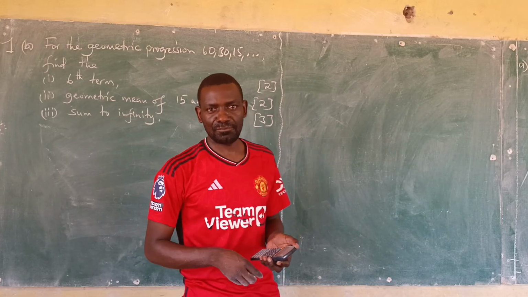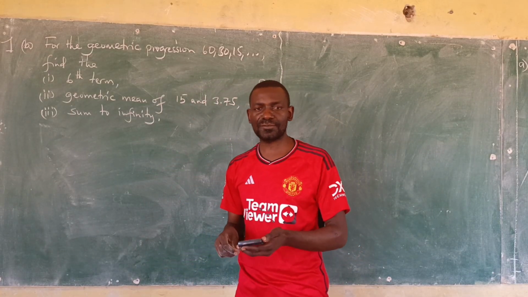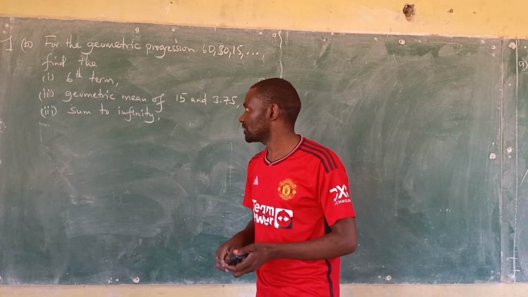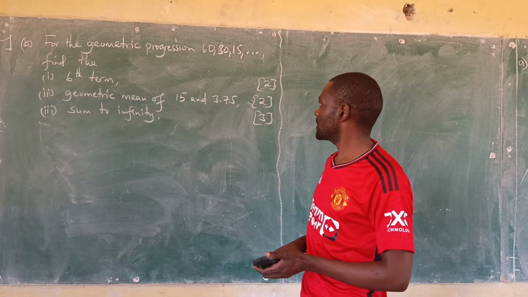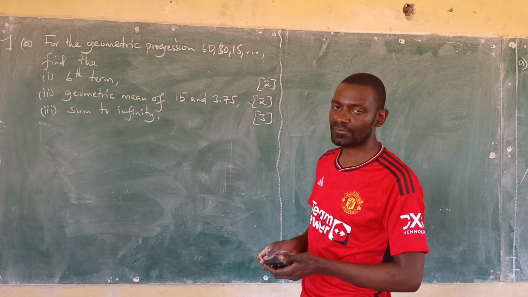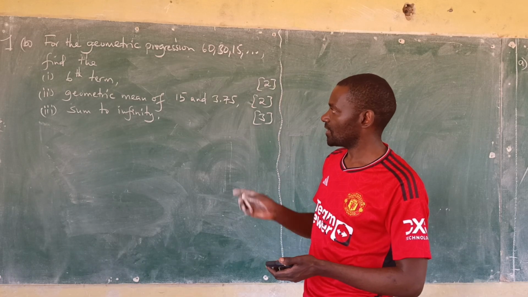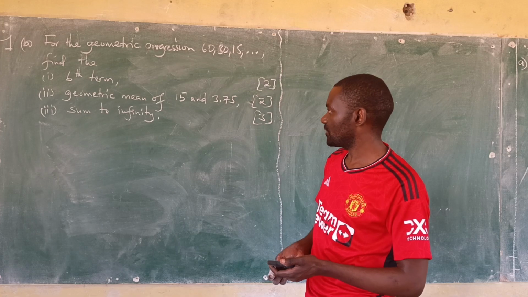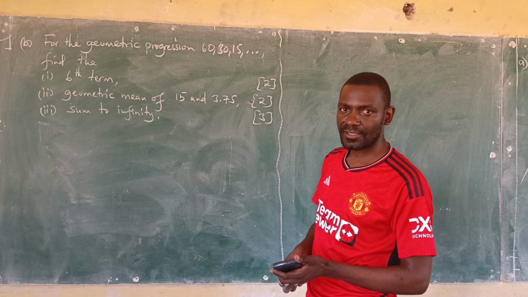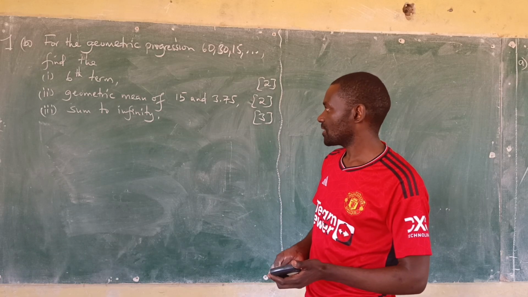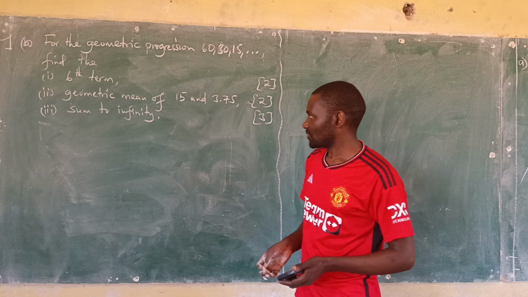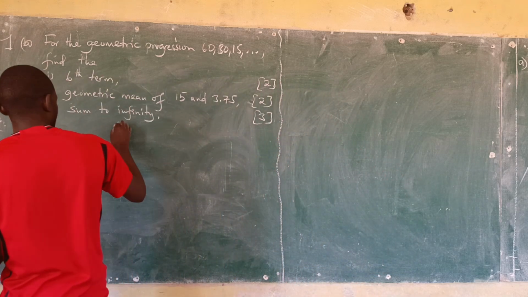Welcome. Question 1B from the 2025 GCE exam. It reads, for the geometric progression 60, 30, 15, and so on, find the 60th term. That's part 1. Then part 2, find the geometric mean of 15 and 3.75. And then the third part says, find the sum to infinity. So we begin with the first one.